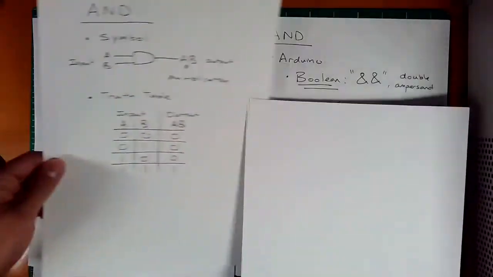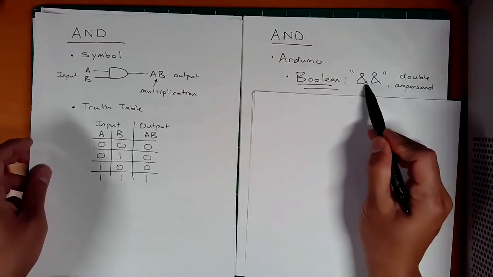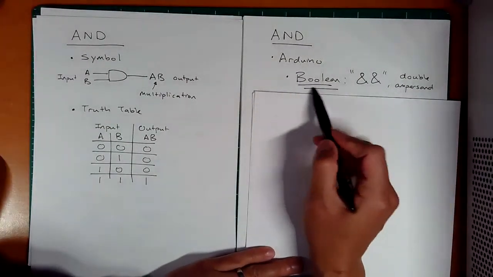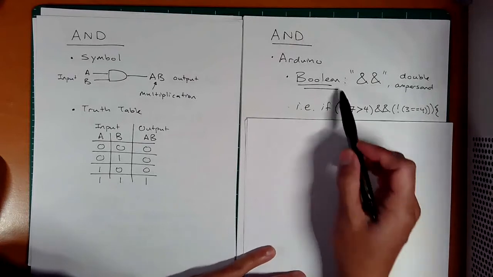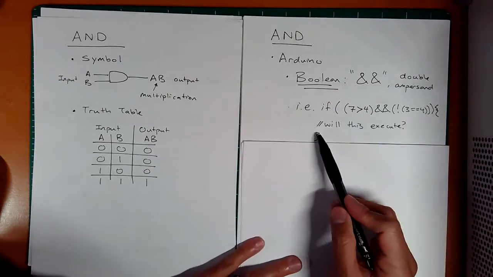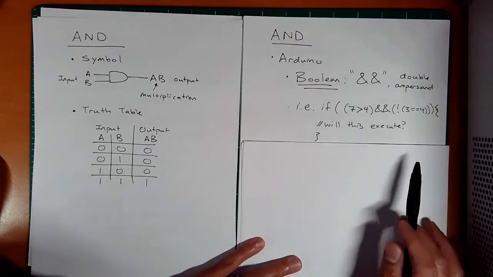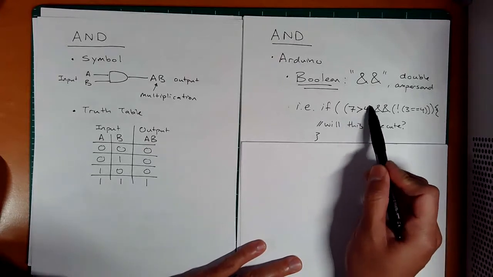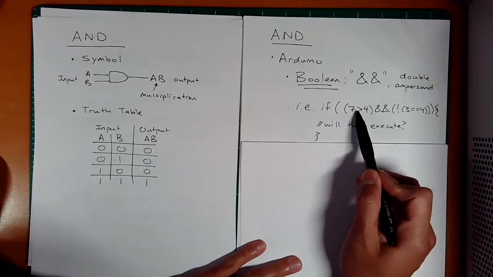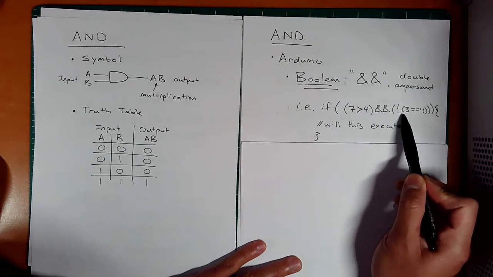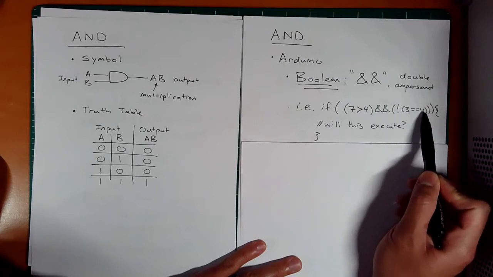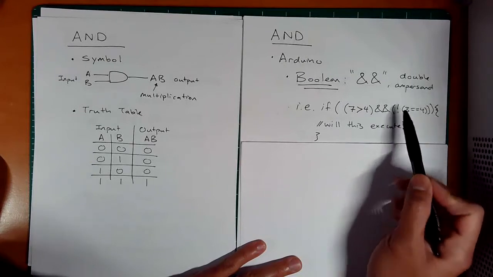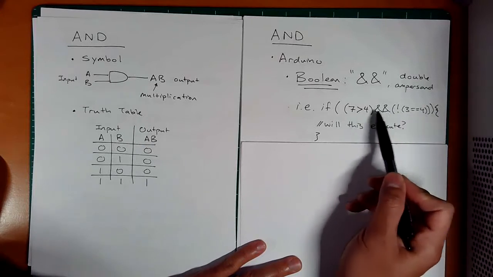Now, how would you implement it in Arduino? We have actually seen this, right? We use the double ampersand, but this is, again, if you're only dealing with a Boolean number. So let's look at this example. Will this execute? What is this asking? On the left side, is 7 greater than 4? And on the right side, does 3 equal 4? And then we invert that answer. And then we're comparing the AND of both, right?